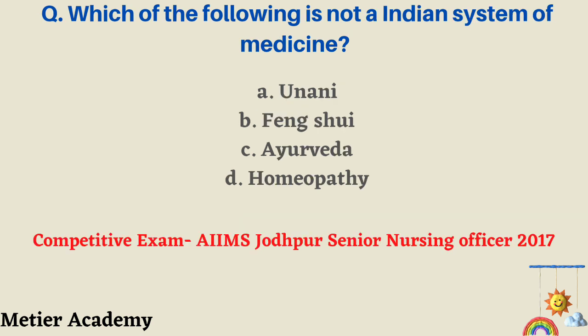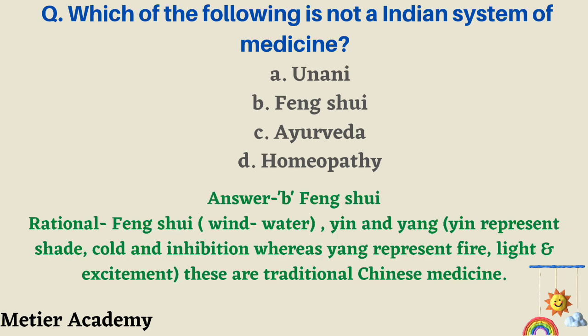The next question is, which of the following is not an Indian system of medicine? The options given here are Unani, Feng Shui, Ayurveda and Homeopathy. This question was asked in 2018 AIIMS Jodhpur Senior Nursing Officer Exam. And here the correct answer is option B, Feng Shui. According to Feng Shui, it is nothing but wind and water. Yin and Yang: Yin represents shade, cold and inhibition, whereas Yang represents fire, light and excitement. These are all the traditional Chinese medicine, in short TCM system.